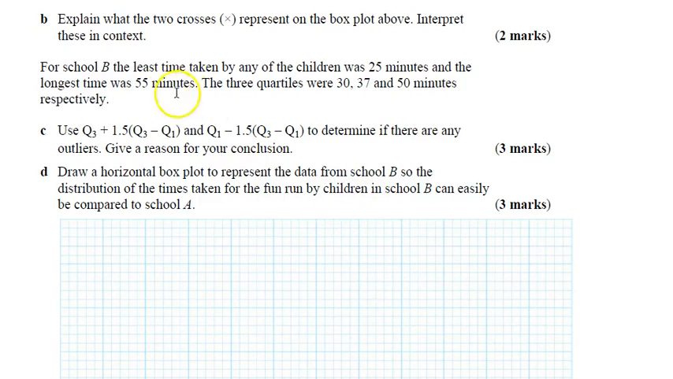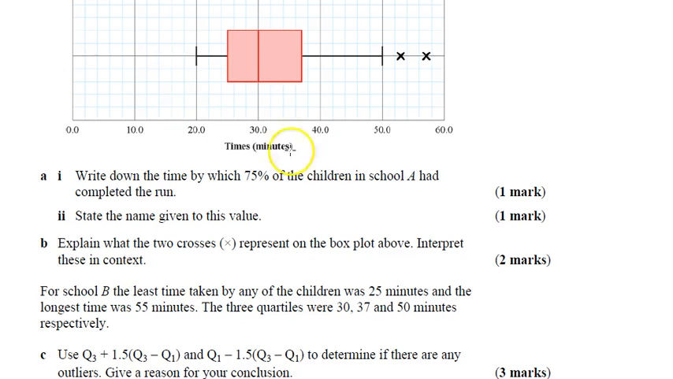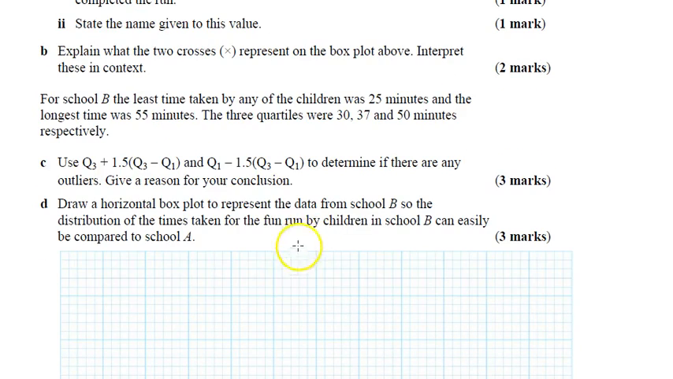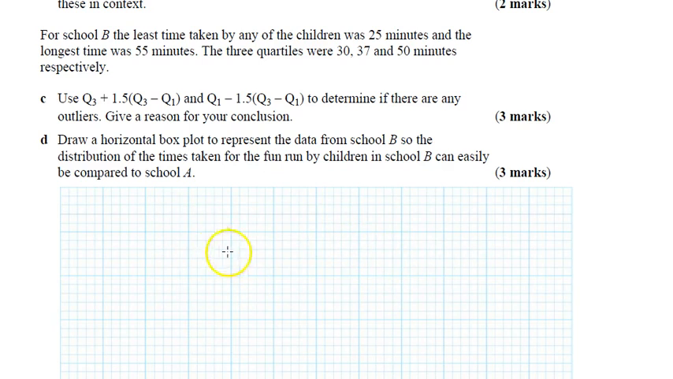For school B, the least time taken by any of the children was 25 minutes. That's just telling you the minimum, and the longest, 55. And the three quartiles, 30, 37, and 50. So I'm guessing, as they've given us those five bits of information that we need for a diagram, 1, 2, 3, 4, and 5, that they're going to want us to draw a box plot. And look, here's some graph paper.